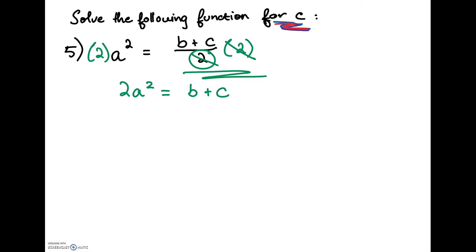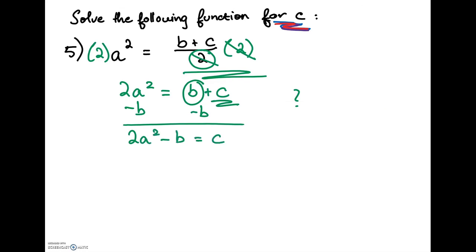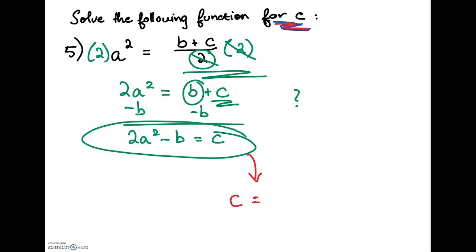Now it's pretty simple. What we want to do is bring c by itself. How do you get rid of this b? Well, you can subtract it by b. Now, normally we're used to subtracting 5 or 4 or 3 or like numbers, but today we're going to subtract a variable in this example. So let's subtract both sides by b. So we'll get 2a squared minus b equals c. And that is your final answer. Of course, this can always be written as c equals 2a squared minus b, and it'll always be the same.